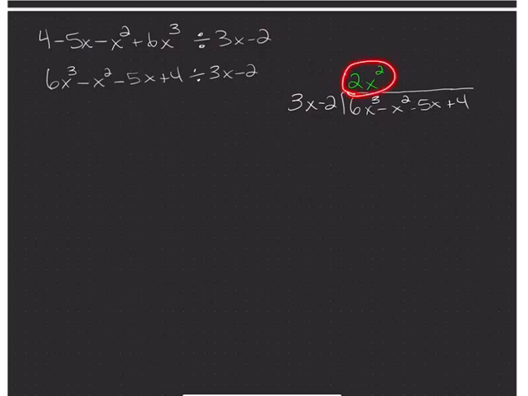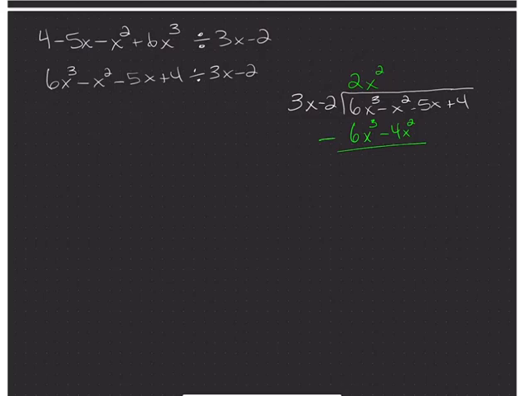So now I'm going to take this guy, and I got to share with both. And that's the other big mistake, is not sharing with everything. Sharing is caring, and we are a sharing group, so we got to make sure we share with everybody. So 2x squared times 3x is going to give me 6x to the third. And then 2x squared times a negative 2 is going to give me a negative 4x squared.